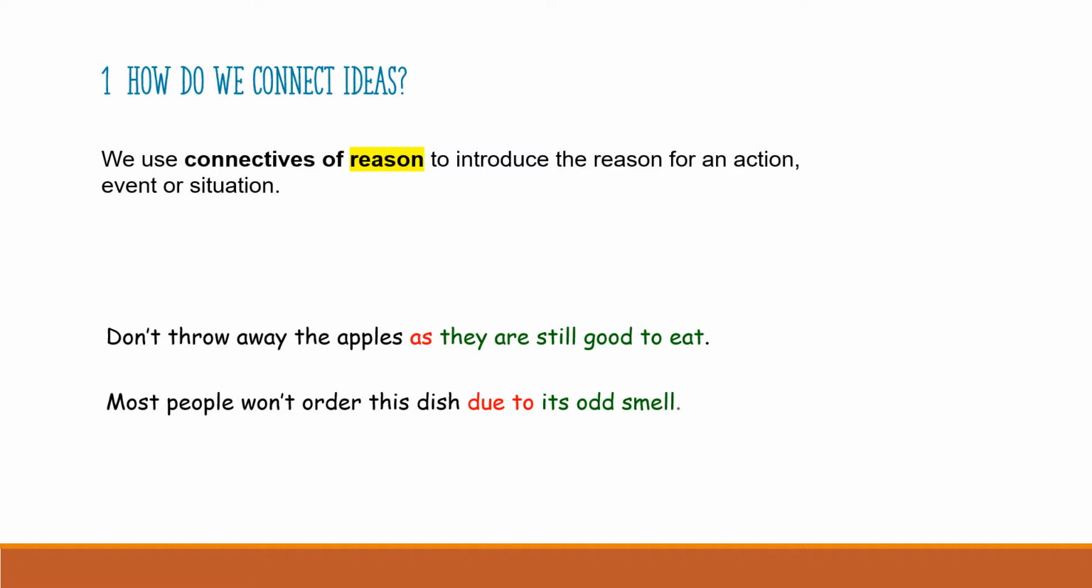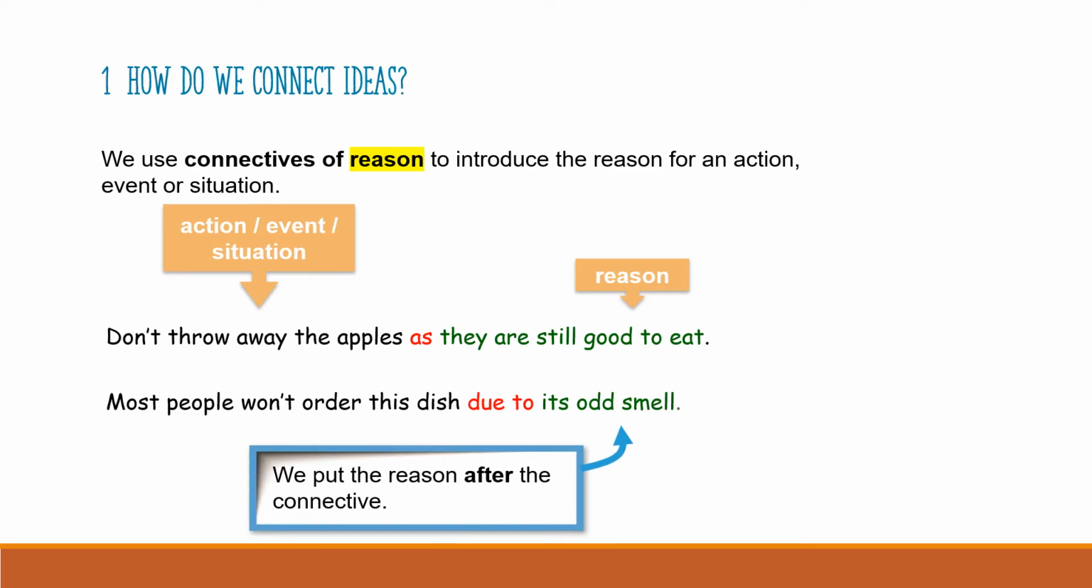Let's take a look at two example sentences. Don't throw away the apples as they are still good to eat. Most people won't order this dish due to its odd smell. In front, we have the action, event, or situation. And after the connective of reason, we write the reason. So pay attention, we put the reason after the connective.